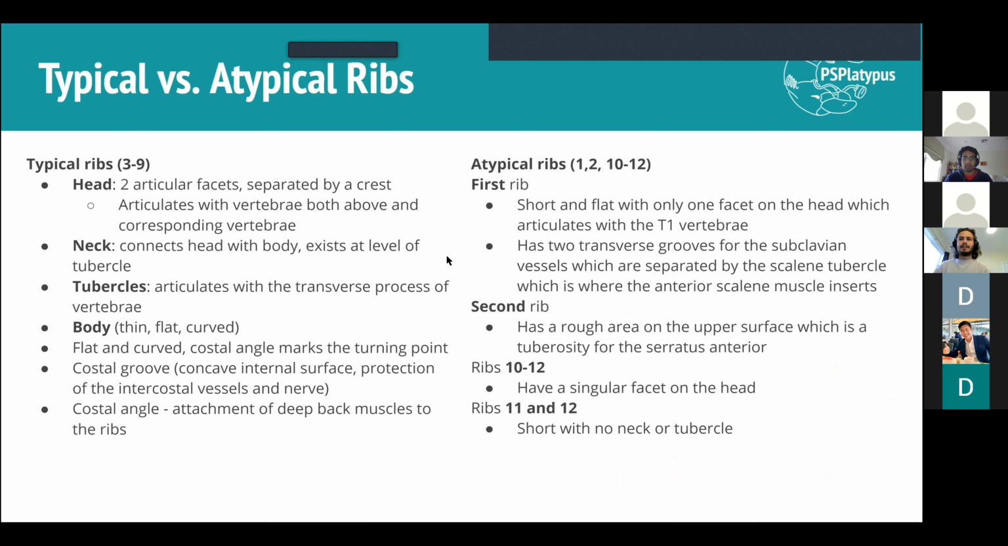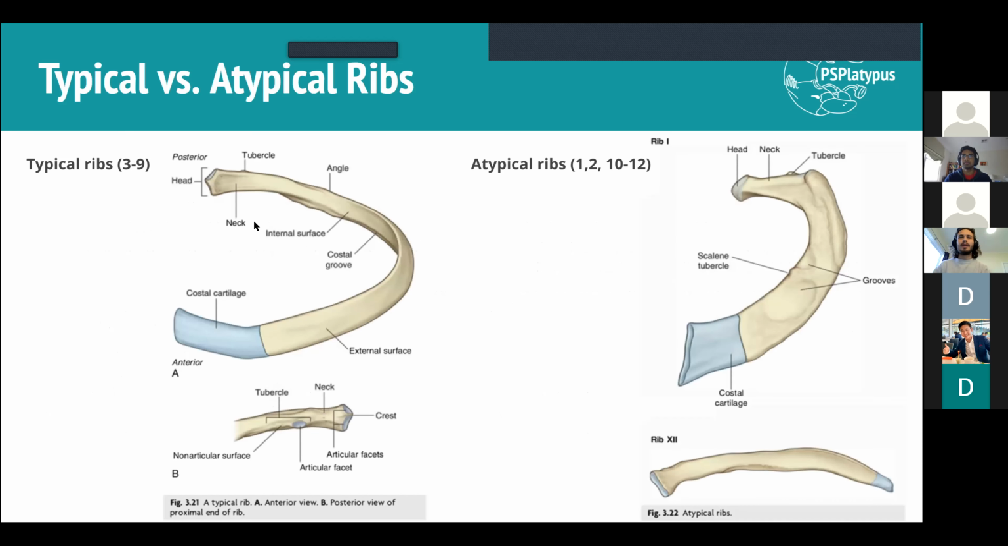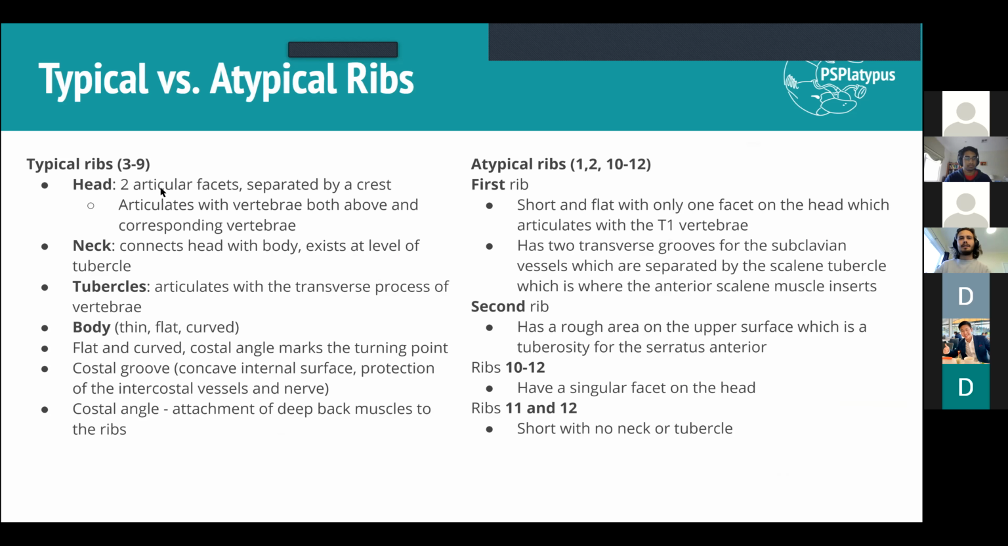There's a lot of discussion here. I've copied it verbatim from PSPlatypus, and I encourage you to go through it in your own time. It's relatively understandable when you read through it. But yeah, so if we look at the typical versus atypical ribs, you can see that here we've got a superior and an inferior articular facet.